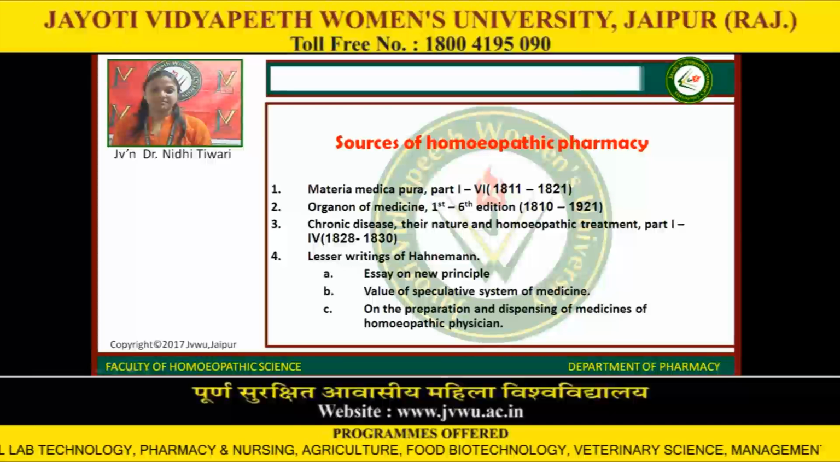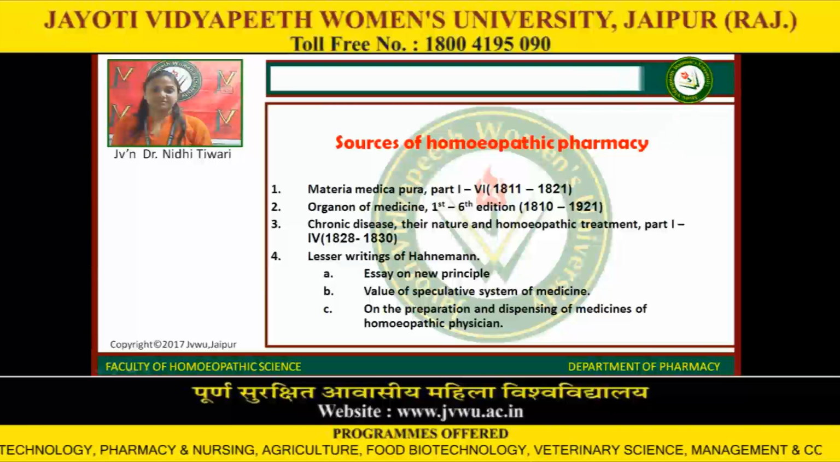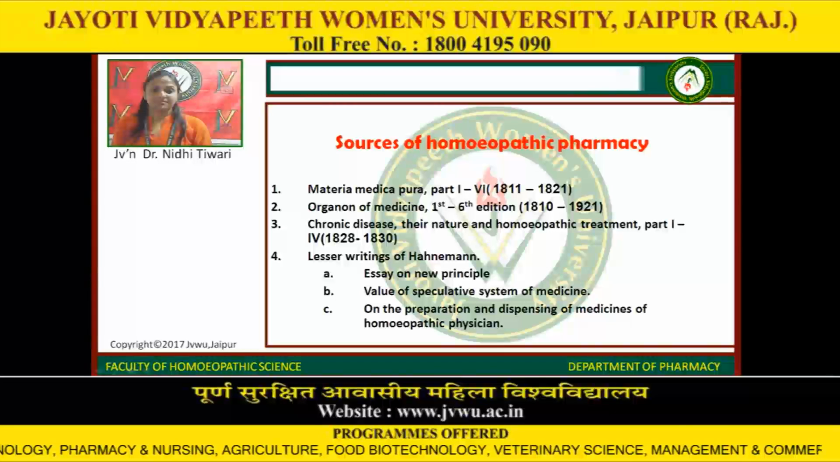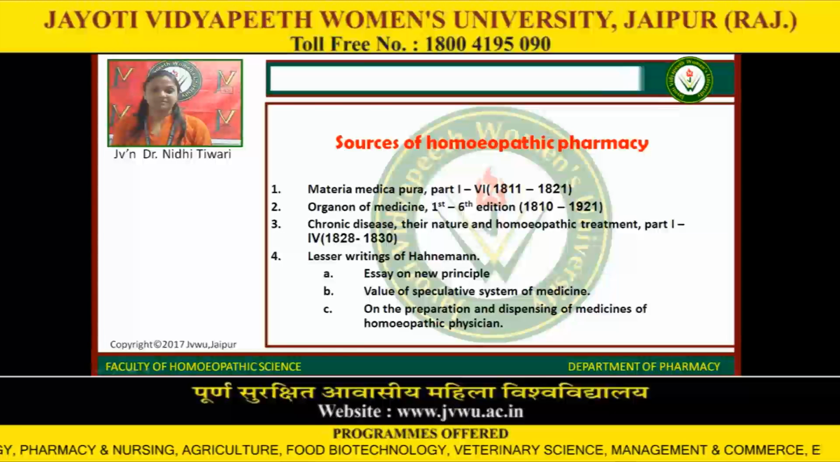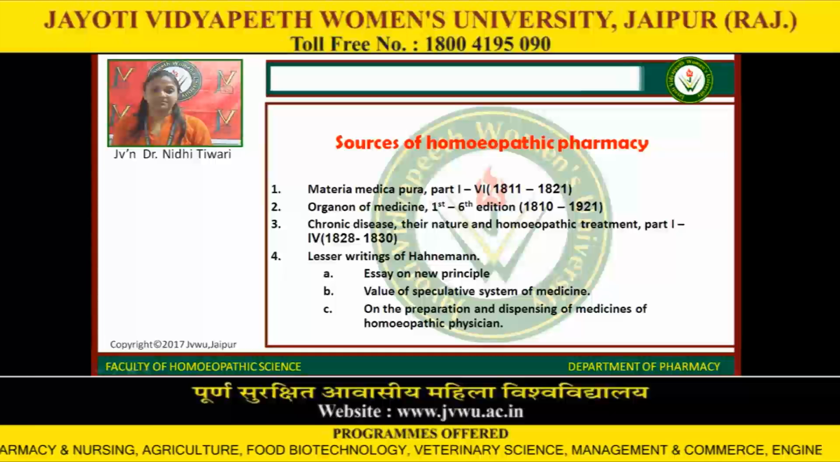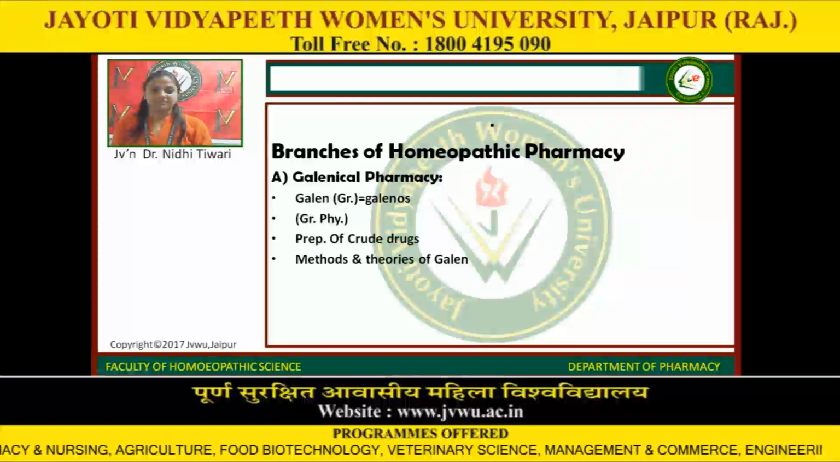What are the sources of homeopathic pharmacy? Materia Medica Pura, Part 1 to Part 6, 1811 to 1821. Organon of Medicine, 1st and 6th editions, 1810 to 1921. Chronic Diseases, Their Nature and Homeopathic Treatment, Part 1 to Part 4, 1828 to 1830. Lesser Writings of Hahnemann: Essay on a New Principle, Value of the Speculative Systems of Medicine, and On the Preparation and Dispensing of Medicines by the Homeopathic Physician.